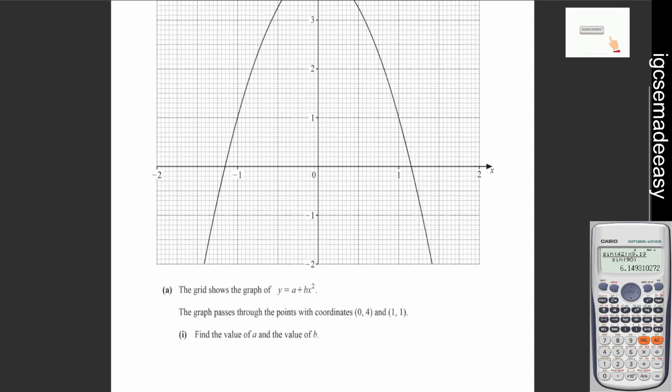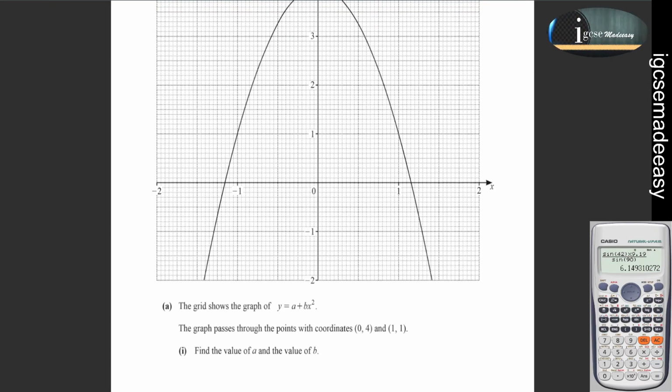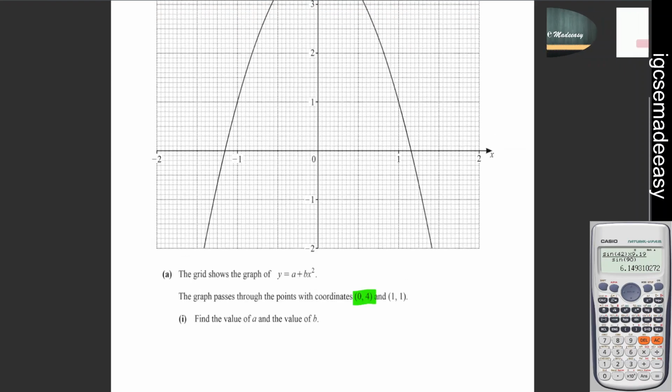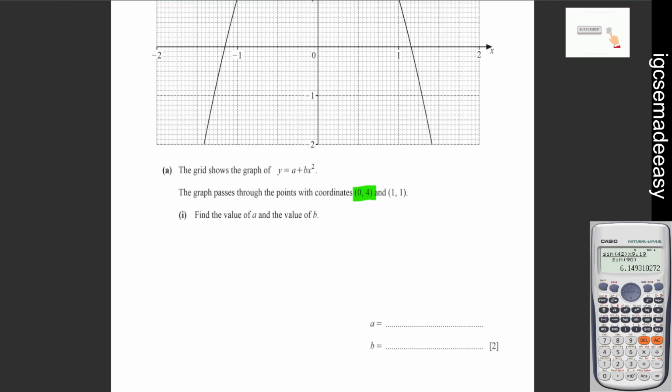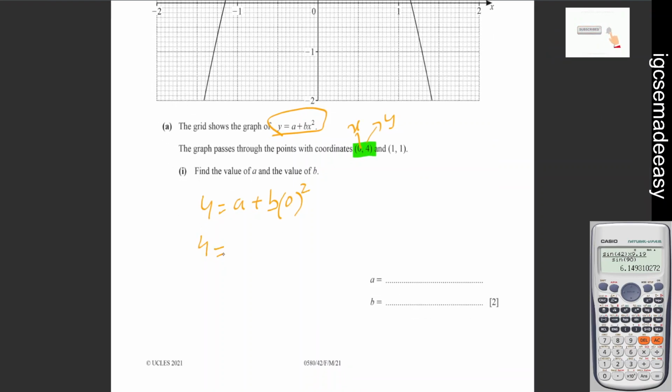Question number 6. The grid shows the graph y equals a plus bx square. The graph passes through points 0, 4 and 1, 1. Find the value of a and b. So we know that this is one of the coordinates the graph passes through, so we will first find the value of a and b using that coordinate. If this is x and this is y, then y equals 4 equals a plus b into x, and x is 0 in that case, so 0 square. So 4 equals a, so a equals 4, right?